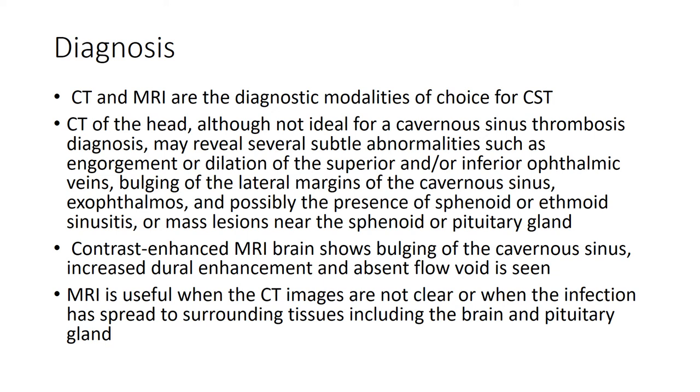Contrast-enhanced MRI of the brain can show bulging of the cavernous sinus, increased dural enhancement, and absent flow void. MRI is useful when CT images are not clear or when the infection has spread to the surrounding tissues, including the brain and pituitary gland.